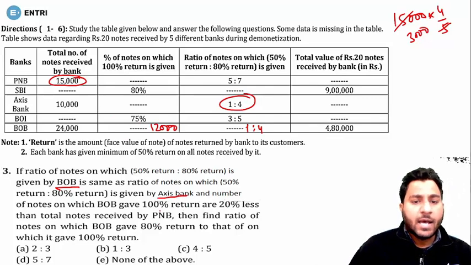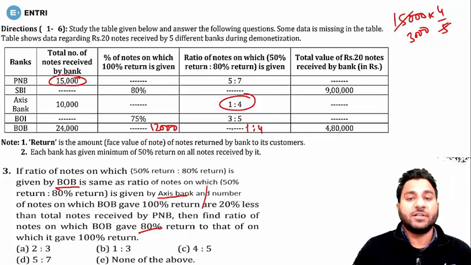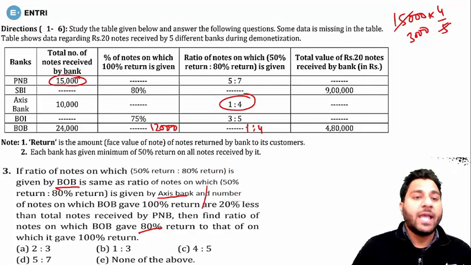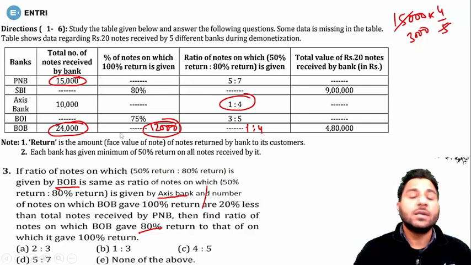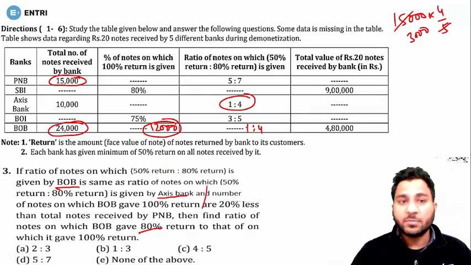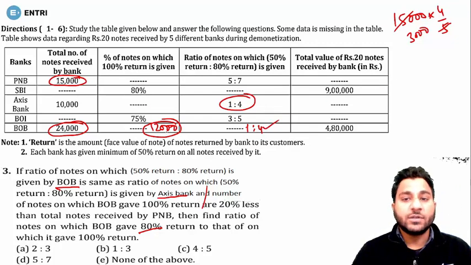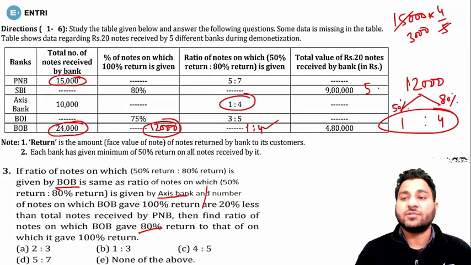Now find the ratio of notes on which Bank of Baroda gave 80% return to that on which it gave 100% return. So clearly look at this. The 80% data is 1:4. Okay, so how are you going to solve this? As you all know, if you have received a total of 24,000 notes, of which 12,000 notes are getting 100% return, then the rest of the 12,000 were from this 50% data and 80% data, which means 1:4. So clearly the ratio sum is 5.